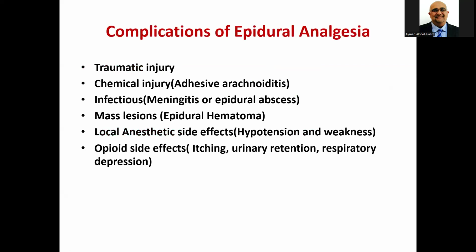These are the complications of epidural analgesia: traumatic injury, chemical injury if accidentally injected with the wrong contaminant here. Infectious meningitis, epidural abscess. This is pretty rare, but it can happen, of course. Mass lesions like epidural hematoma. This is more common with epidurals, especially in patients that are anticoagulated. Local anesthetic effects such as hypotension and weakness, and opioid side effects such as urinary retention, respiratory depression, and itching.